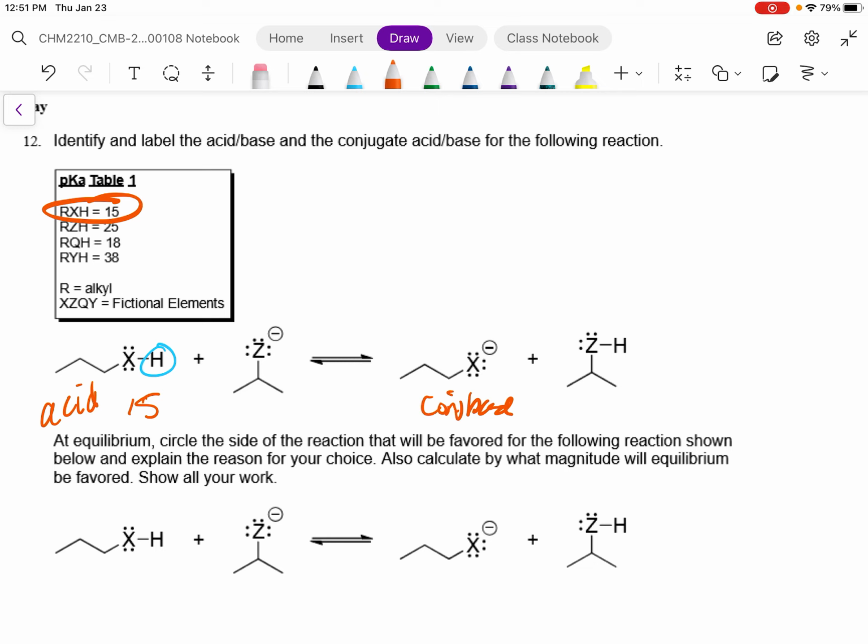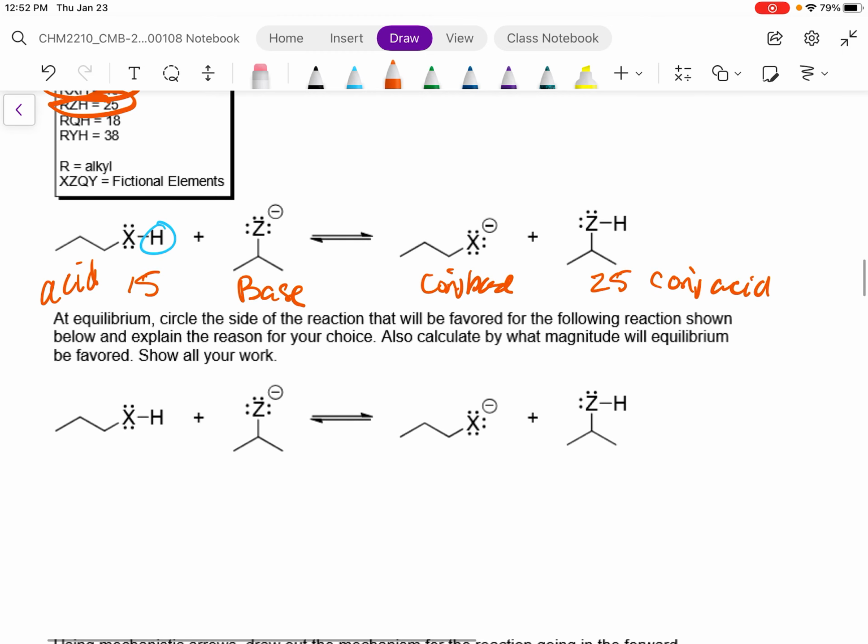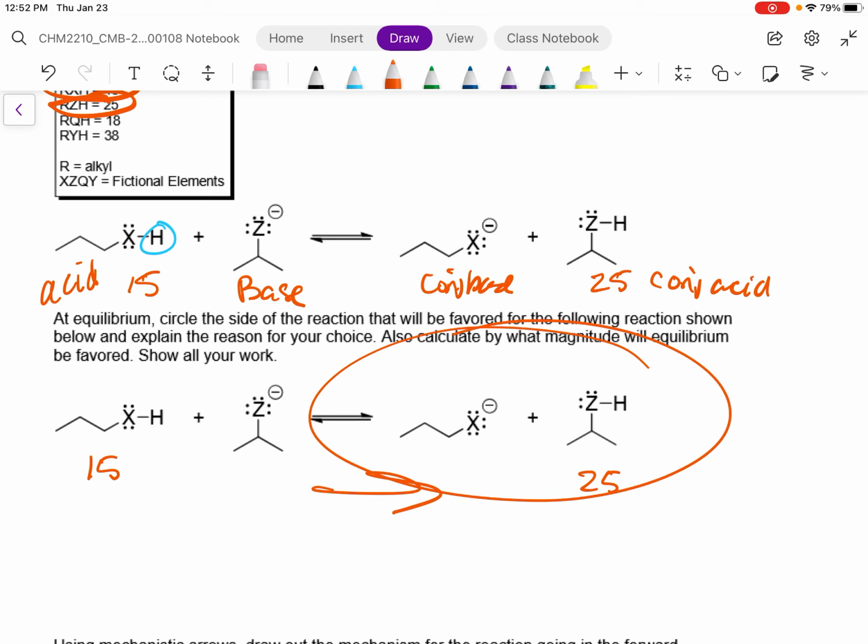And then RZH, that's 25. So that would be our conjugate acid. So this would have to be our base. Just like that. Okay, what does it say? Identify the acid and base, conjugate bases. Okay, done. At equilibrium, circle the side of the reaction that will be favored following the reaction. We see that's the acid 15, that's 25. Where's the weaker acid? The one on the left or on the right? The right. Okay, it's going to be favored to the right.